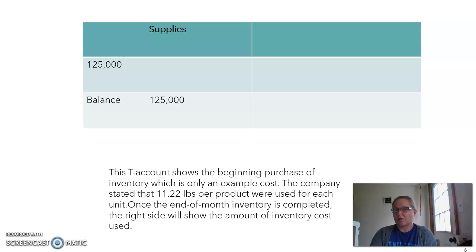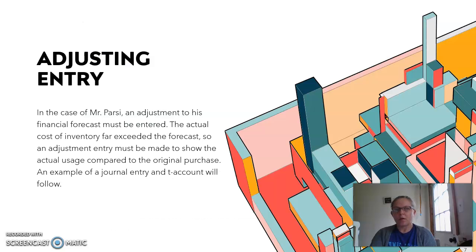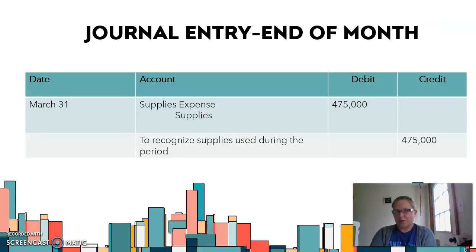This is a T account of the same information showing the beginning purchase of inventory, which is only an example cost because 11.22 pounds doesn't give a dollar amount. Because of the discrepancy, an adjustment to his financial forecast must be made in the journal entries and the T accounts because the actual cost of inventory far exceeded what the forecast showed. So a journal entry and a T account will follow to show the difference.